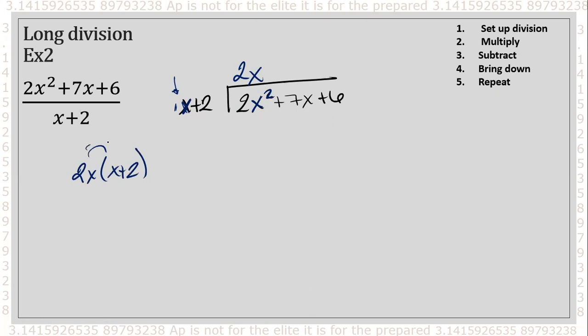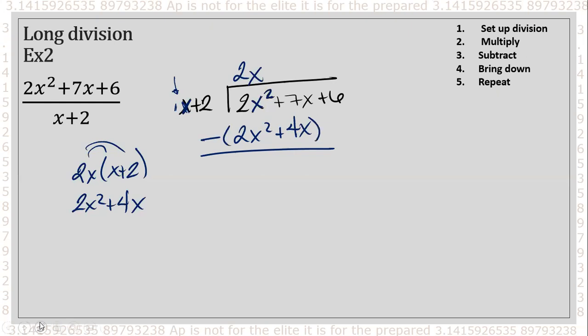And I can go ahead and distribute this. This gives me 2x squared plus 4x. So very, very similar to the other example. Okay. And all you have to do is subtract. So we can see that this is 0, 7x minus 4x, right? We can go ahead and see that it's 3x, and I bring this down plus 6.